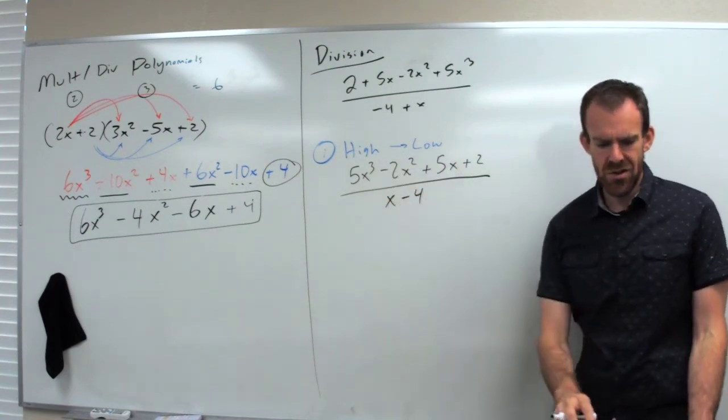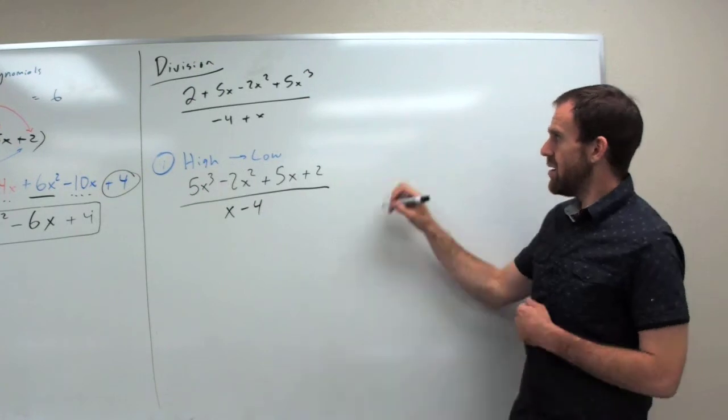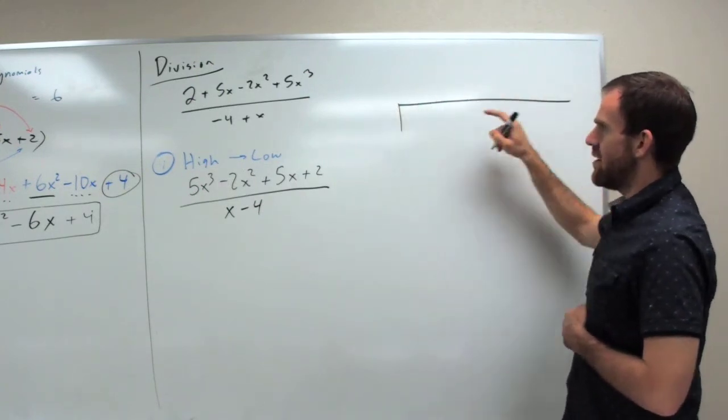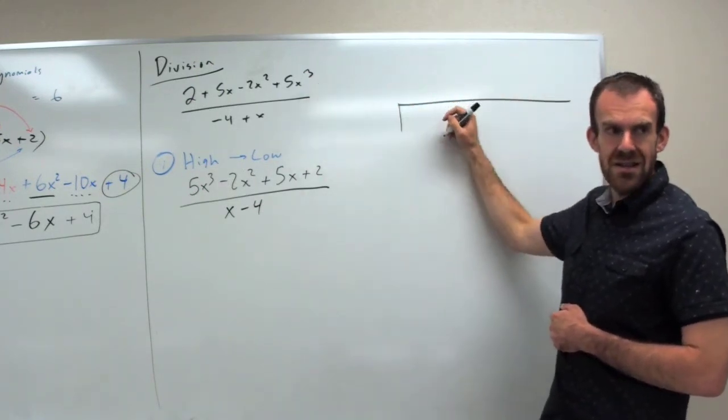Now here's how we're going to do our polynomial division. You're going to do your little division sign. The number on top goes inside.